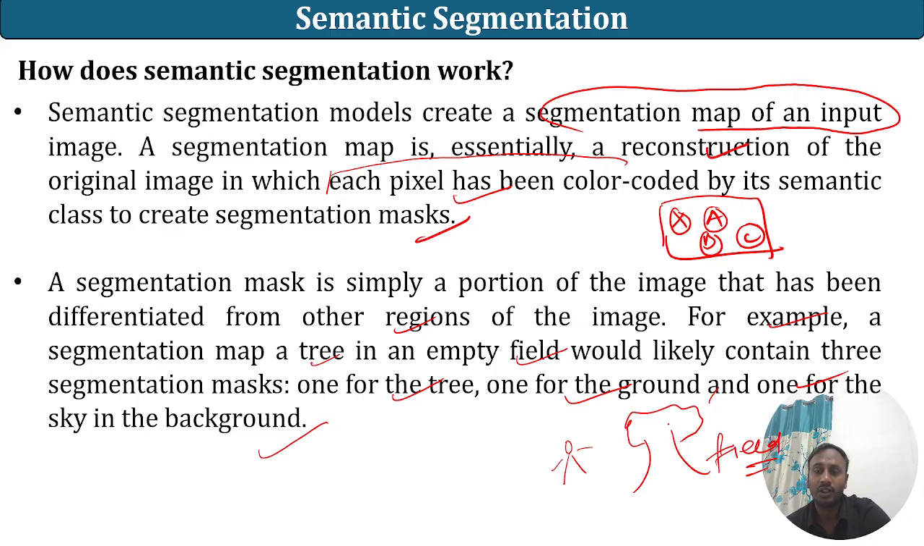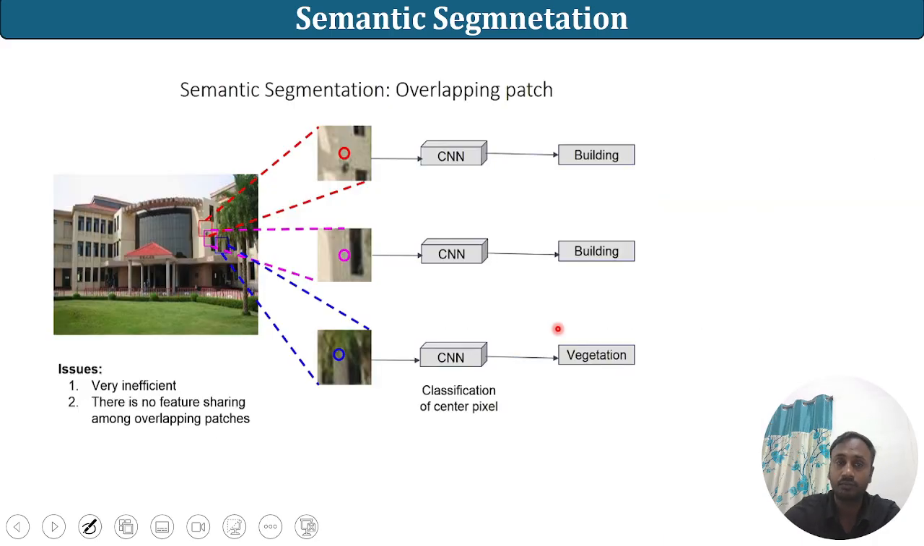So how are they going to do it? One mask they will create for the tree. Second, they can create one for the field where it's going to be planted. Third one is the sky. That's how semantic segmentation is going to work, and each corresponding pixel is also going to be defined.